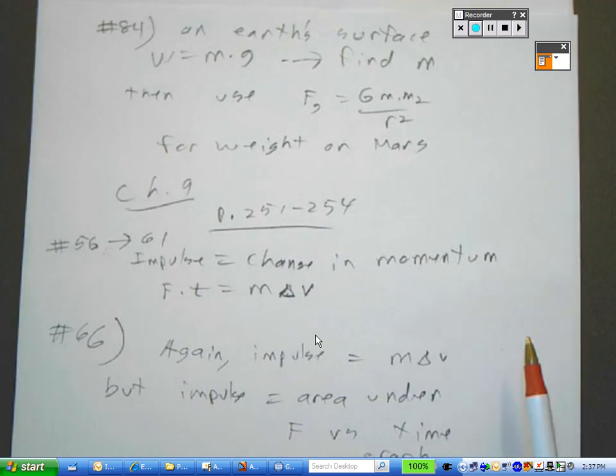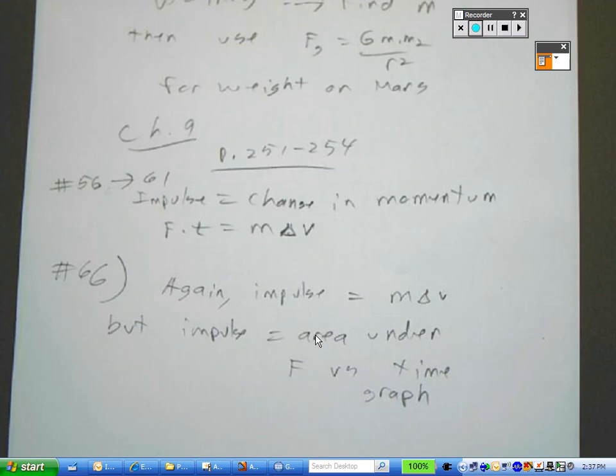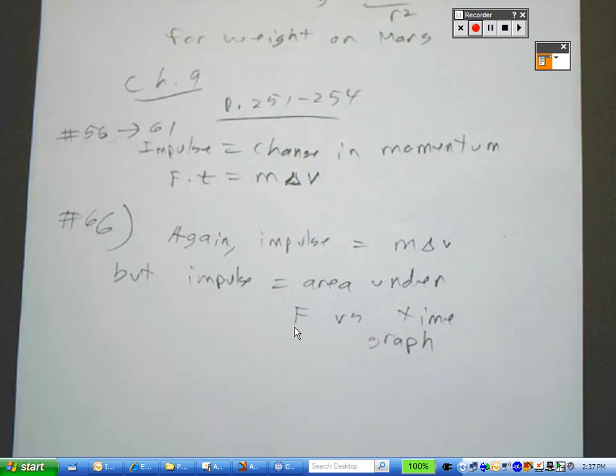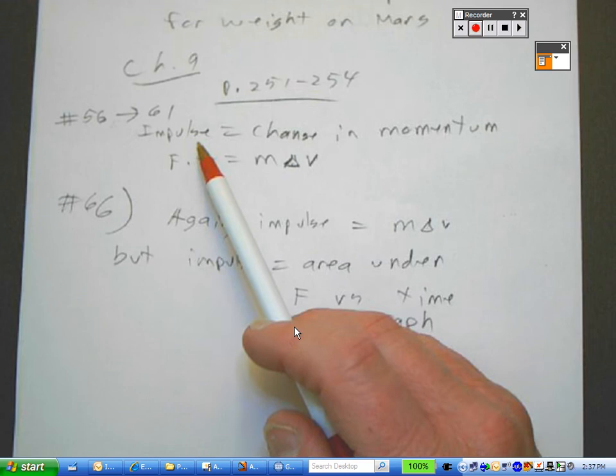Utilize that hint. Chapter 9 is primarily about momentum and impulse. I have to switch from chapter 9 to page 251 to 254. First question, 56, 61. Take a look at 56 and 61, where they ask you about the amount of time. On 56, it's about golf. 57 it's about baseball. 61, about volleyball. These are sport things.